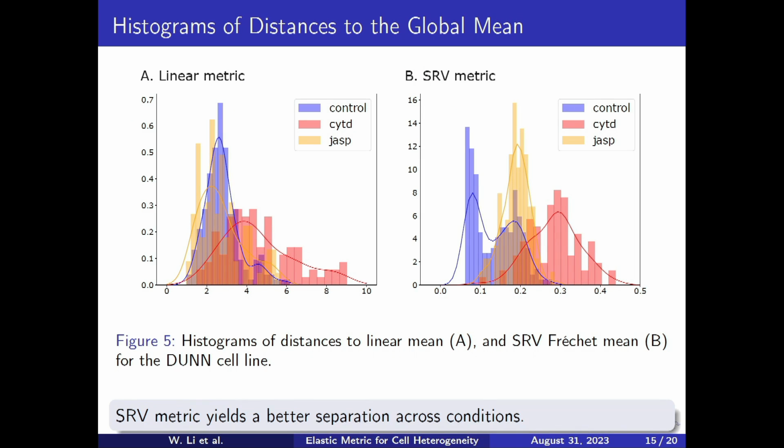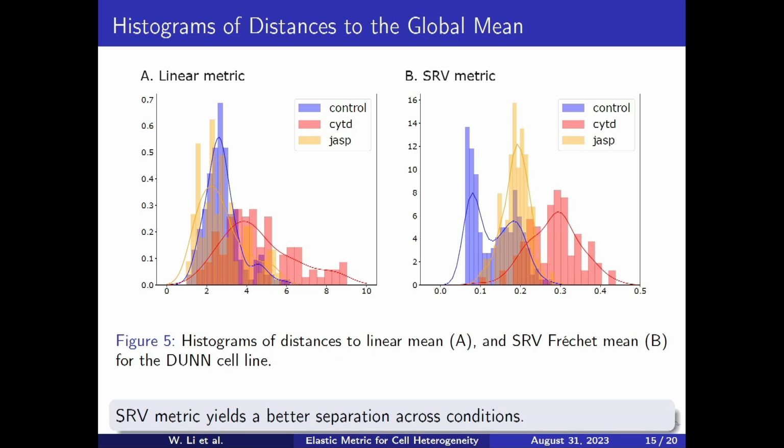And then we study the result by visualizing the histograms of the distances to the global mean using the linear metric and the SRV metric. There are several observations here. Firstly, we observe that using the SRV metric, the distributions under different conditions are more well separated. Here you can see that the blue curve, the yellow curve, and the red distribution are more separated than they are in the other one.